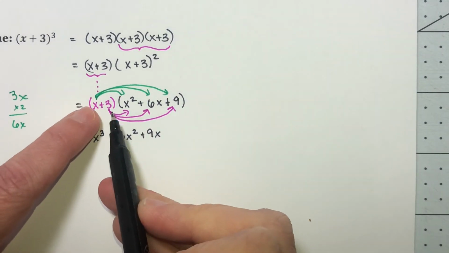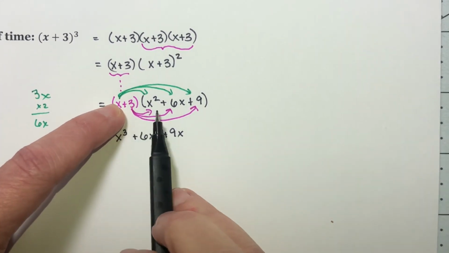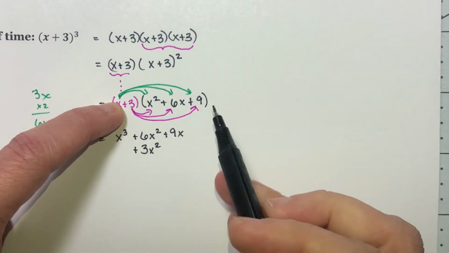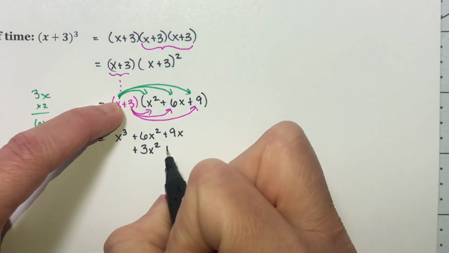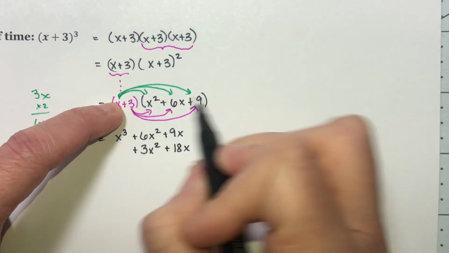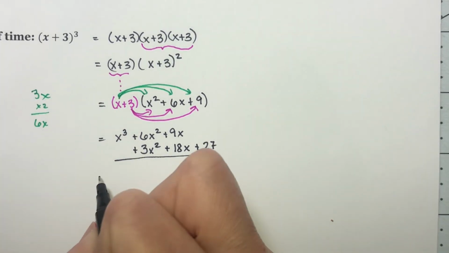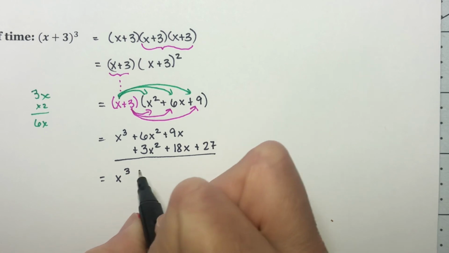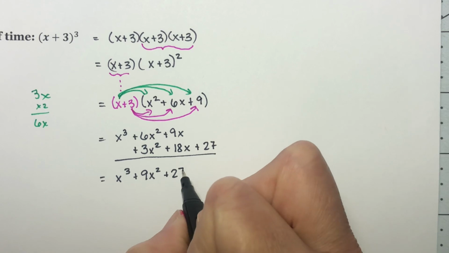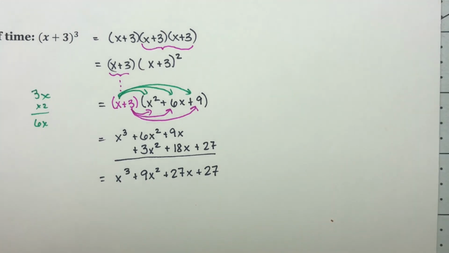Okay, now come to the 3, and I'm going to line up my like terms to make it easier to combine them. 3 times x squared is positive 3x squared. 3 times 6x would be 18x. 3 times 9 would be 27. Combine like terms, you get x cubed plus 9x squared plus 27x plus 27. If you were able to follow this, you are in really good shape.